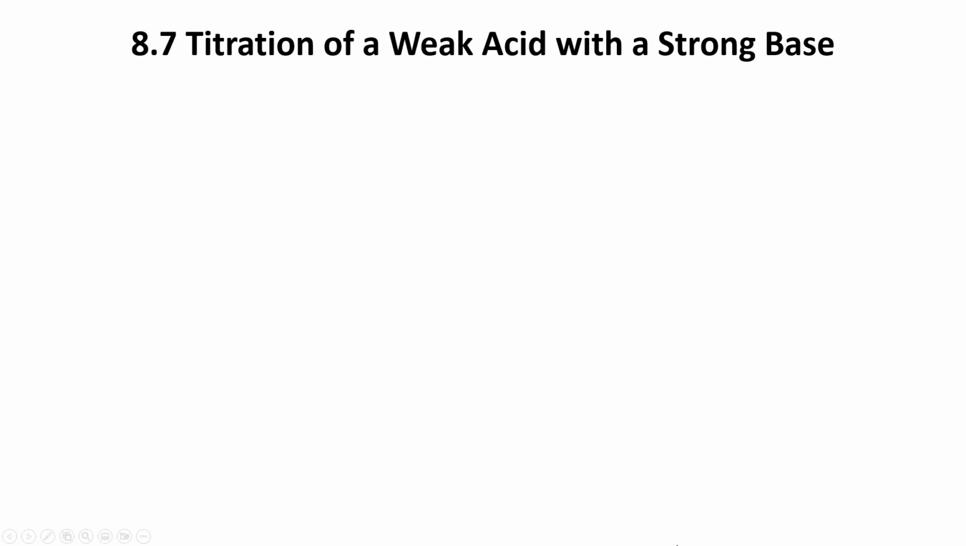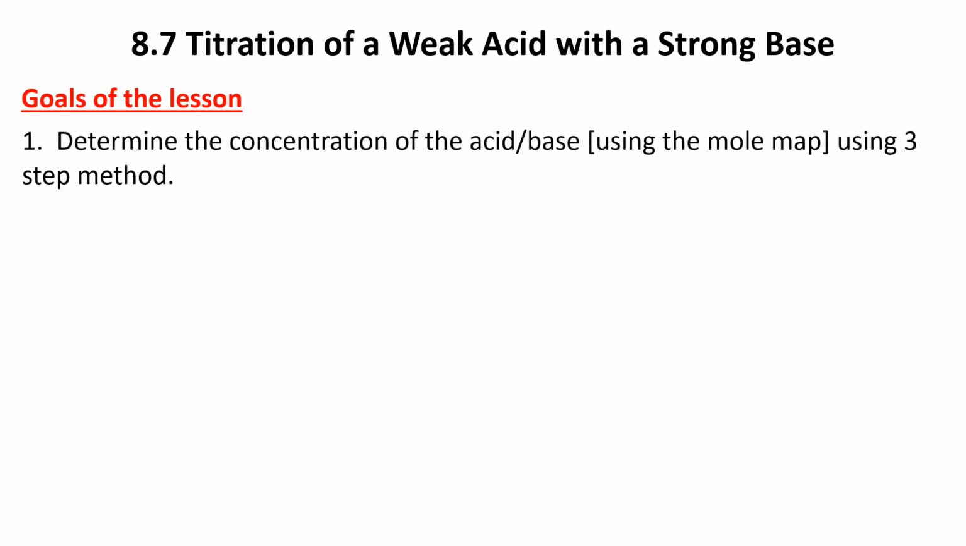In this video, we are going to look at the titration of a weak acid with a strong base. A certain number of goals here we are going to accomplish in this lesson. Firstly, we're going to determine the concentration of either the acid or the base using the mole map and three-step method. So we're going to determine in this one a volume of a missing acid or base. Then we're going to calculate the pH of a weak acid.